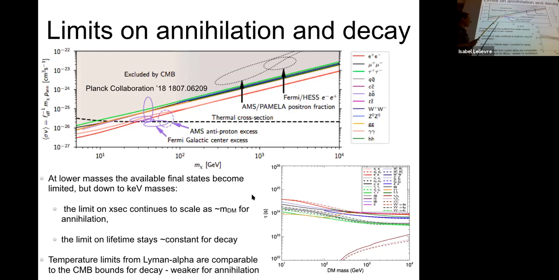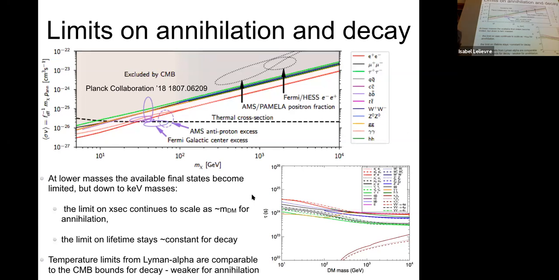So I said on the first day to you that these CMB constraints end up ruling out S-wave annihilating dark matter to visible states for masses below about 10 GeV. And that's what you can see here. This dashed line is the thermal relic cross-section. You can see that most of these lines cross the thermal relic cross-section line around a mass of about 10 GeV. And these limits continue basically linearly all the way down to masses at the keV scale.